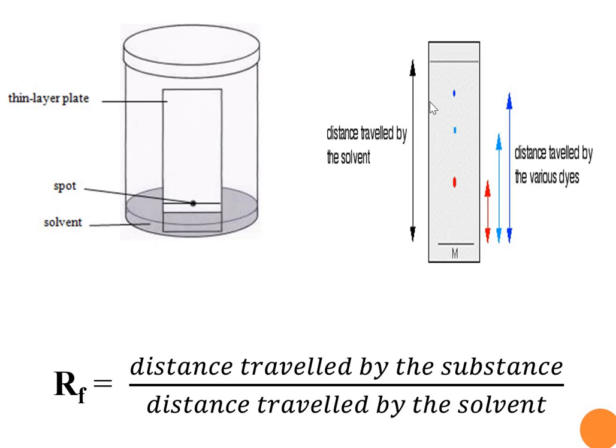So the retention factor is the ratio between the distance traveled by a particular component divided by the distance traveled by the solvent front. Every substance has a constant retention factor, and it can be used to identify them in various mixtures.